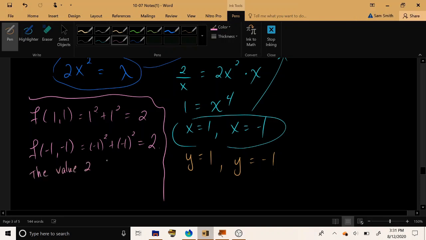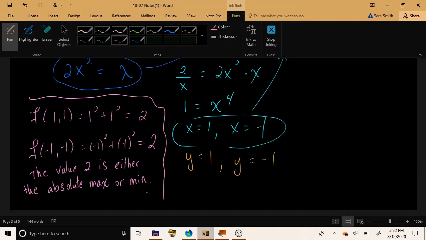2 is either the absolute max or the absolute min. Now, unfortunately, as of this moment, we don't have any other outputs of the function with which to compare this given value of 2. We got the same output from both of our points of interest, and so we don't have any other outputs that we can compare to say whether this point is larger than the others or smaller than the others.